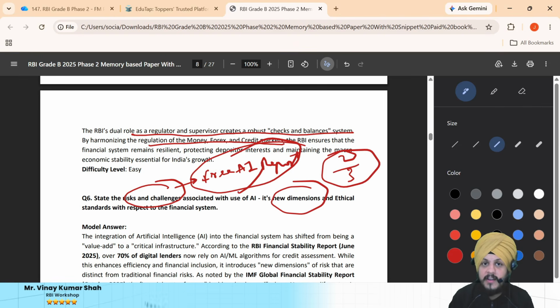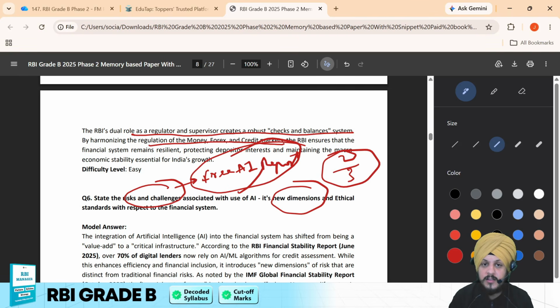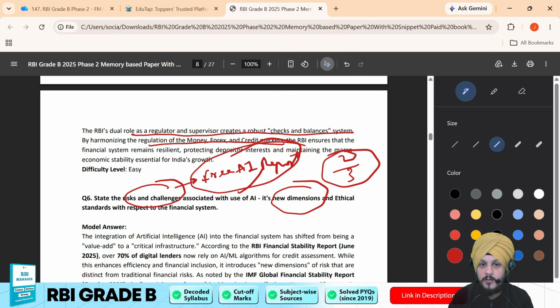If you open that media and speech tab, there also you will find a speech that was given by the Deputy Governor related to the same theme, right? So through both the ways, this question could have been answered very precisely.